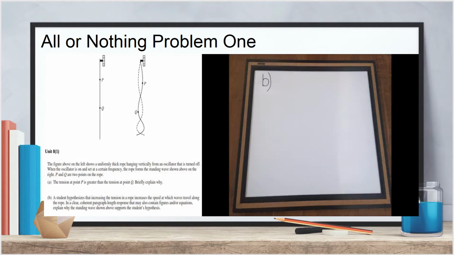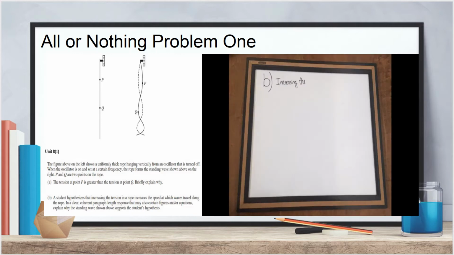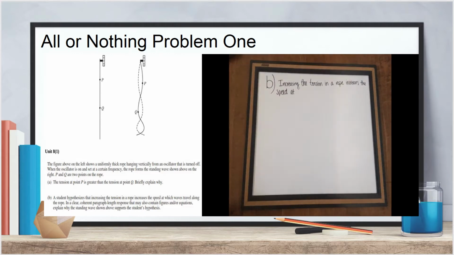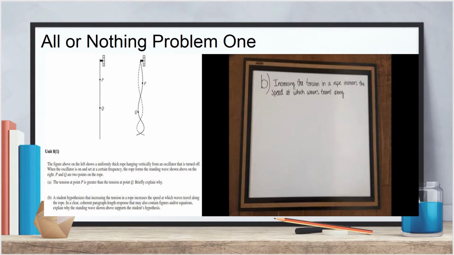Part B says, a student hypothesizes that increasing the tension in a rope increases the speed at which the waves travel along the rope. In a clear, coherent paragraph-length response that may also contain figures and/or equations, explain why the standing wave shown above supports the student's hypothesis. So first thing we need to answer this problem is a topic sentence. Increasing the tension in a rope increases the speed at which waves travel along the rope.